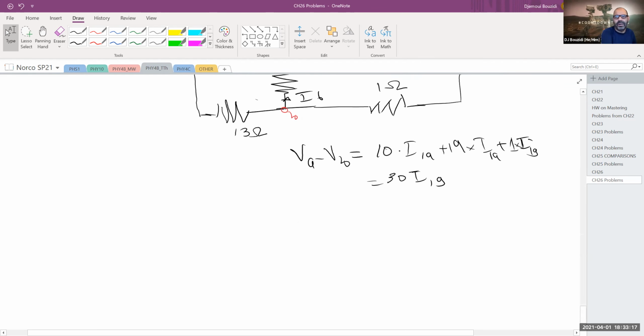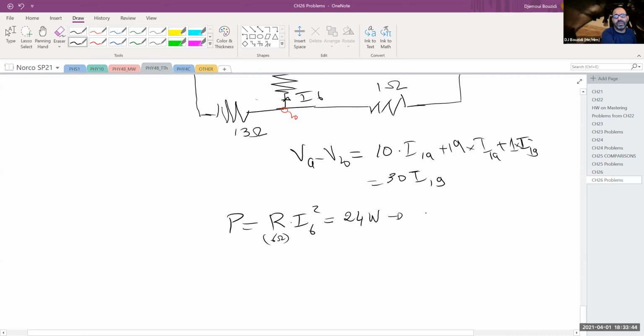I know that the power is equal to R, which is the 6 ohms, by the way, times the I through it squared. We know that from the previous chapter, from the same chapter, from the last discussions. So this is always true. The power on the resistor is the resistance times the current squared. So this is equal to 24 watts. That's what they told us.